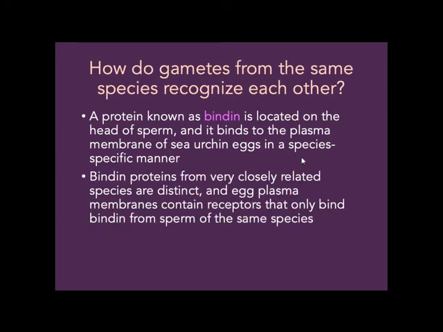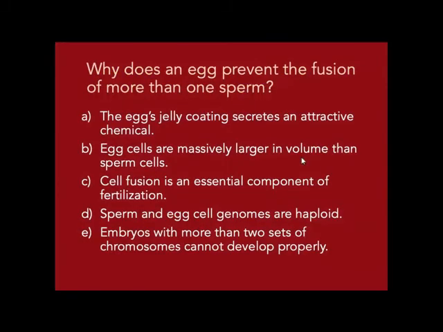And if you look at proteins from very closely related species, they have very different proteins. The way that this works is that the egg plasma membranes have receptors, and they only bind bindin from sperm of the same species.